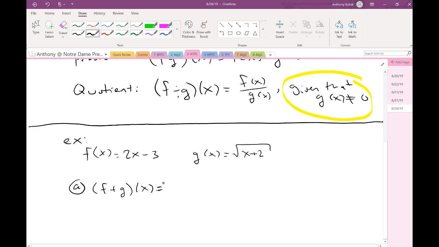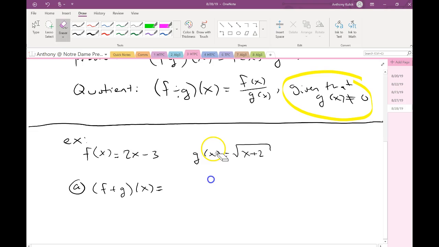So let's do just a couple of quick examples here. Let's say f of x is 2x minus 3, and g of x is the square root of x plus 2. And we want to find first f plus g of x using the rule that we had written above.